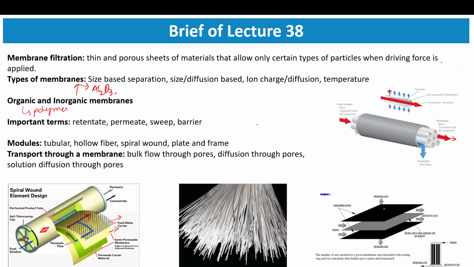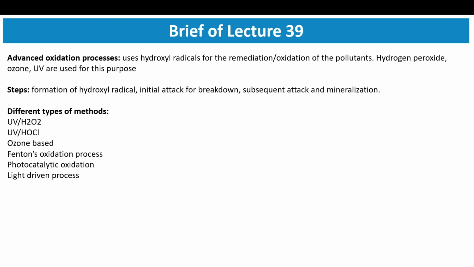Okay, and the last module that is used for membrane based separation is the plate and frame module, where let's say this is the membrane and this will be a spacer. In between these two the feed will be passed. So feed passes and the permeate will flow out of the membrane and later it is collected, right? So that's all for the membrane.